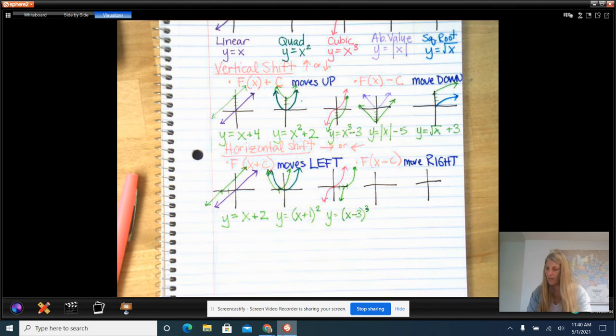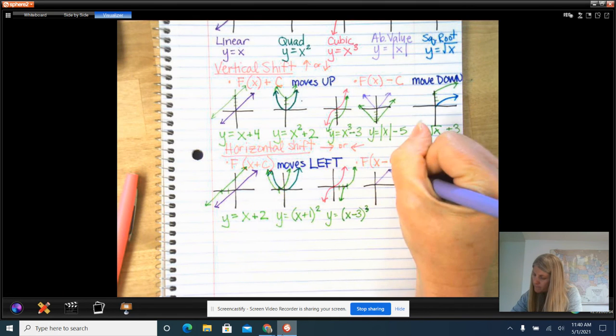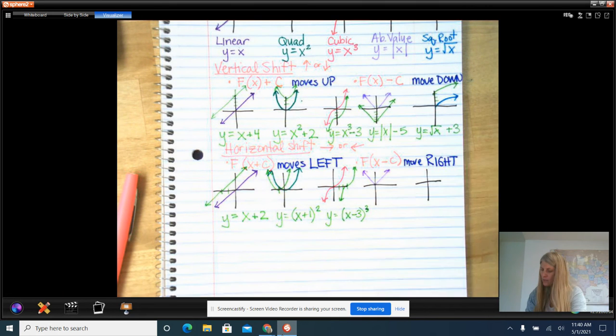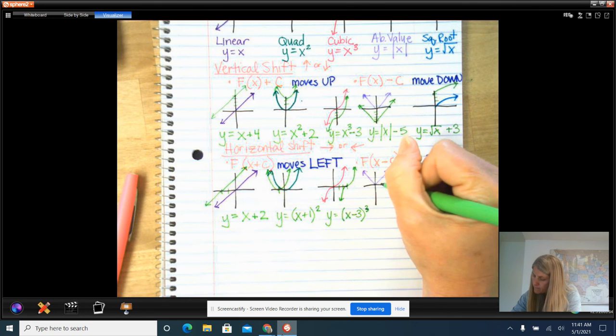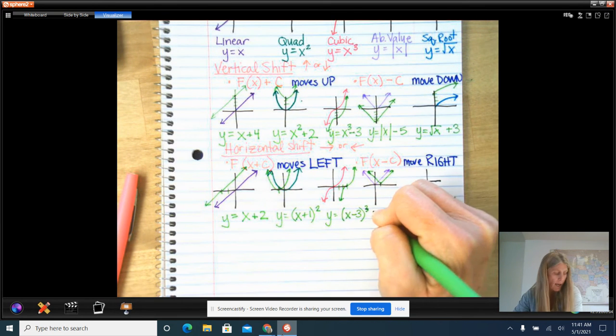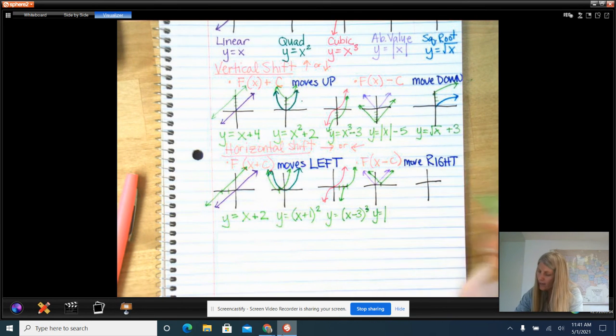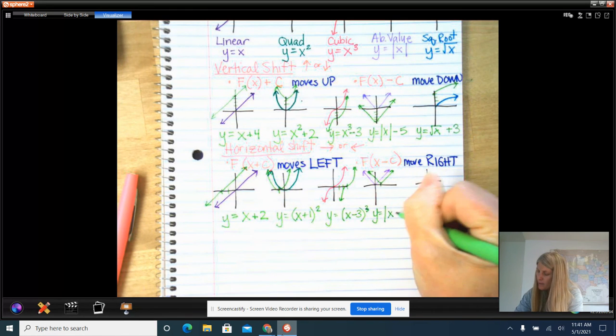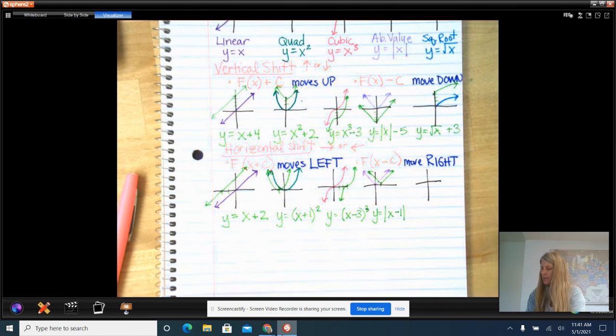Okay, now we have our absolute value function. And let's go ahead and move that to the right 1. So that's going to be y is equal to, inside our absolute value, x minus 1, and then close that absolute value. So notice it's happening inside of our items here.